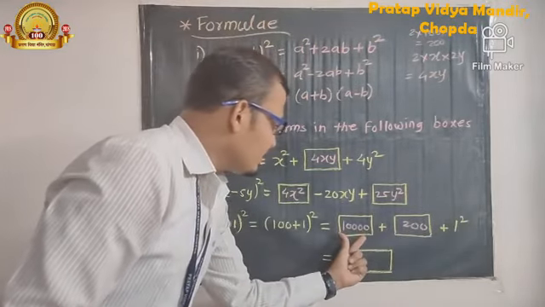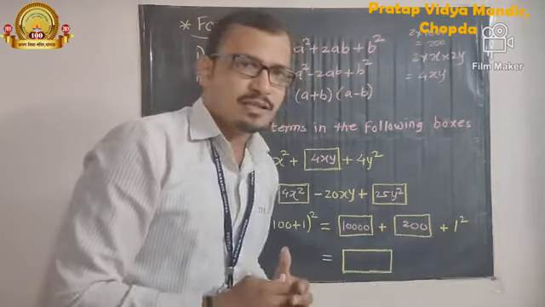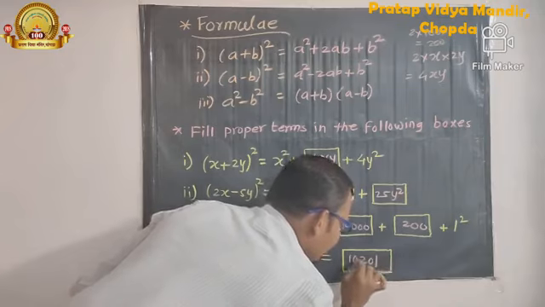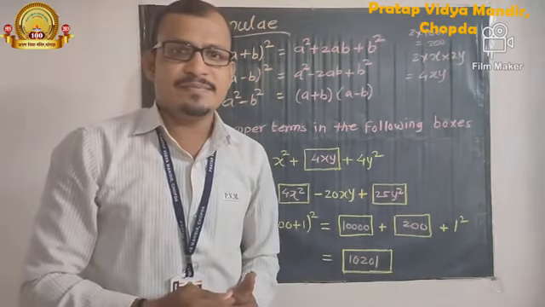Now add 10,000 plus 200 plus 1, so that we get here 10,201. Simple.